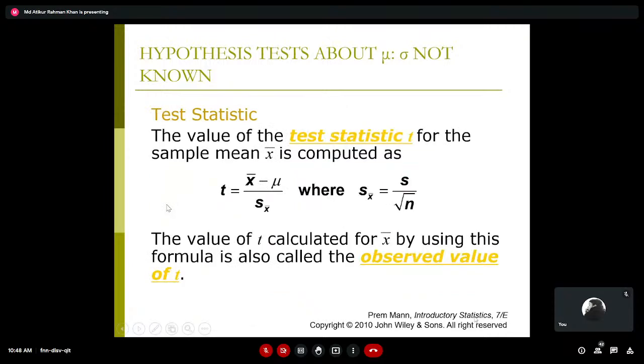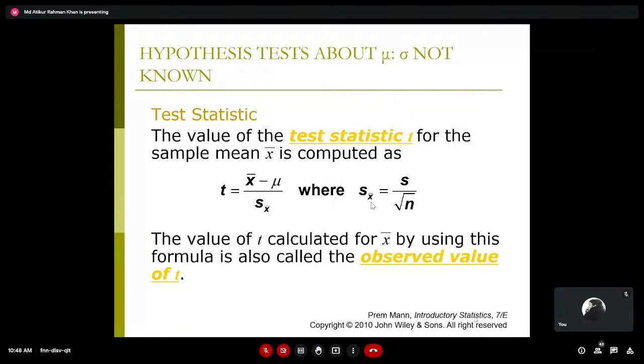So when we do the test, we calculate the T statistic, and the calculation of the T statistic is the same. Look at that. You do not know sigma. So what shall we do? Sigma is the population parameter, right? We can always estimate a population parameter by using the sample statistic. So S is the sample statistic.